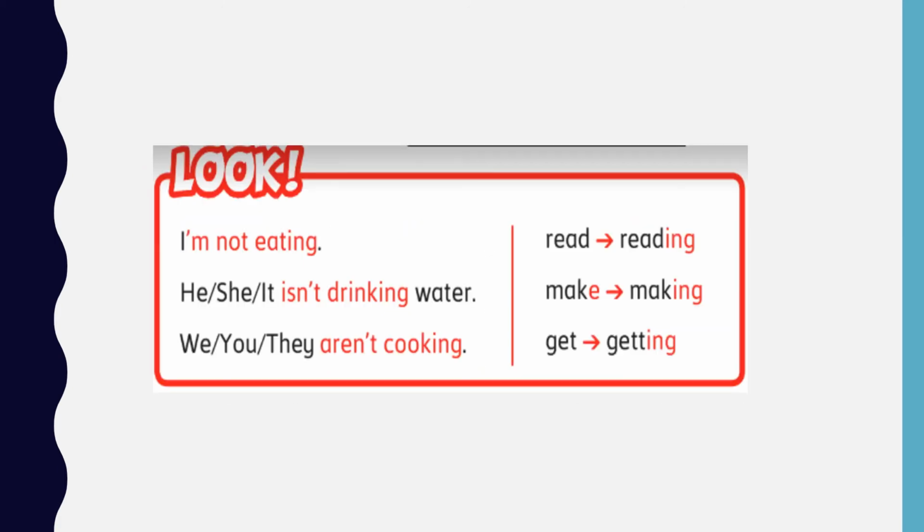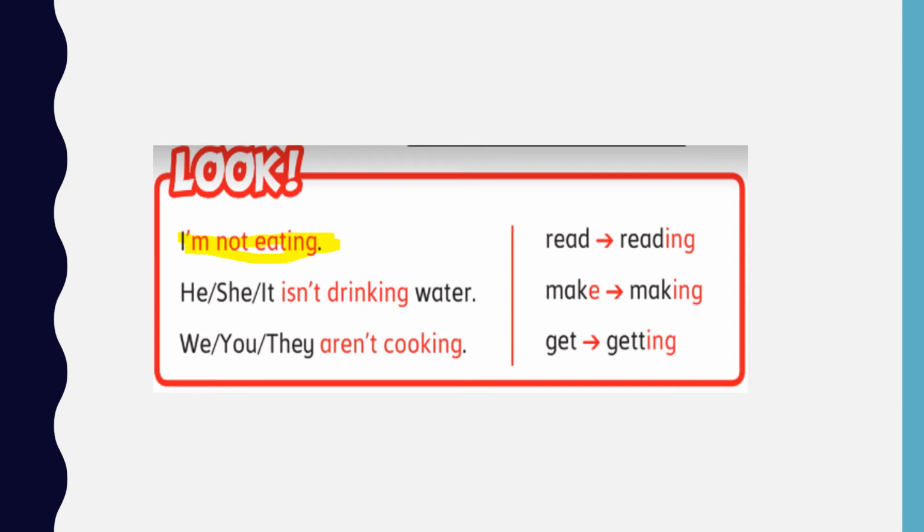And here we have this look box, which is in your student's book page 37. We have here the negative, في حالة النفي. I am not eating, I am not studying now. So here we have how can we make the present progressive and also the negative. Here we have I am not eating.